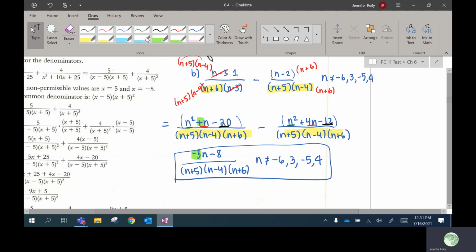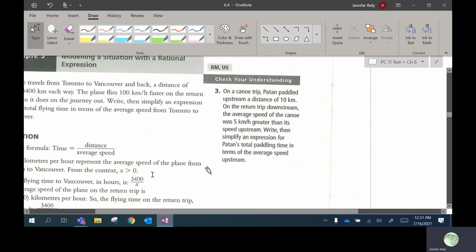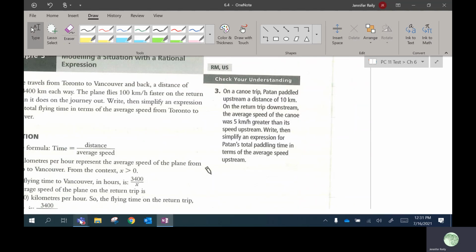And that's actually it for the lesson. There is one more question where they have an application, but we're going to focus on the applications at the end of the unit. And so we're not going to do that one today.